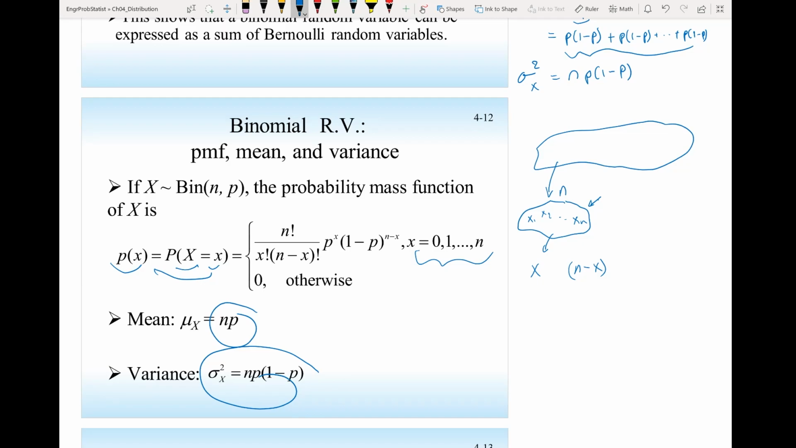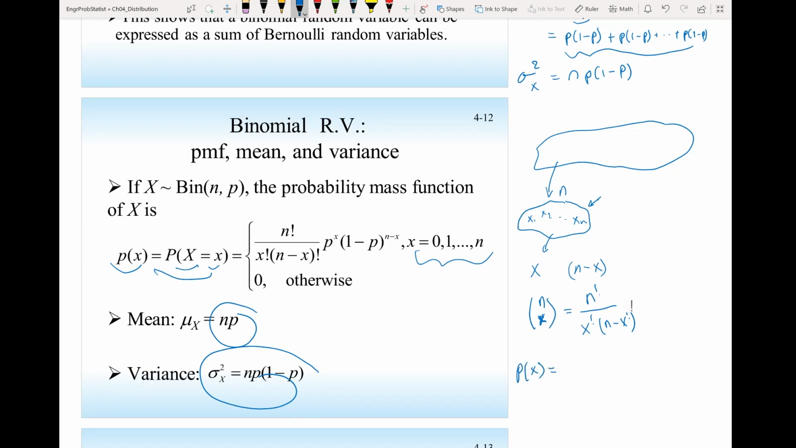So this is a combination. So that means it will be n choose x possibility, which is n factorial divided by x factorial times n minus x factorial. So that's how many ways you can arrange n items with x success and n minus x failure.